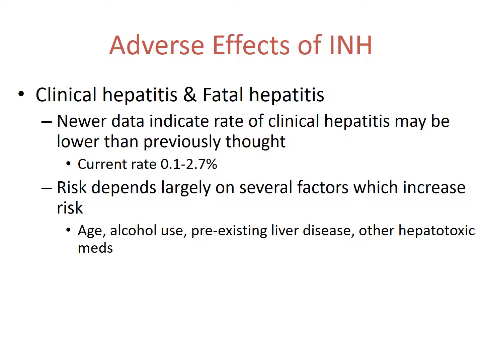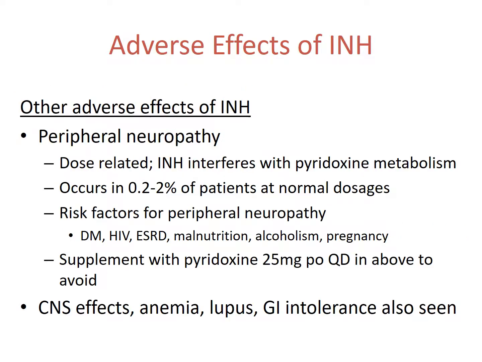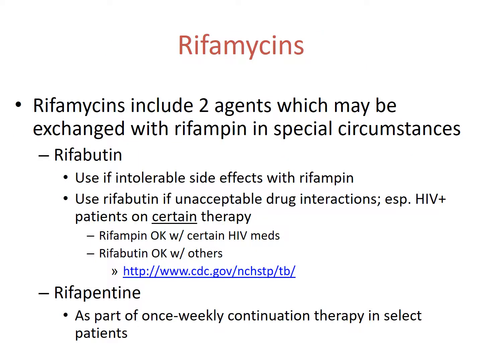Now, the newer data indicate that the rate of clinical hepatitis may be lower than previously thought, and of course alcohol use in pre-existing liver disease can worsen this. Peripheral neuropathy may happen, and this needs to be supplemented with pyridoxine, and you can have CNS effects, anemia and lupus. So the rifamycins are 2 agents. They exchange with rifampin in special circumstances if it's intolerable, and rifabutin if there are unacceptable drug interactions.